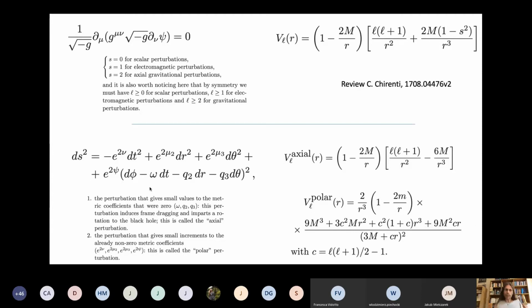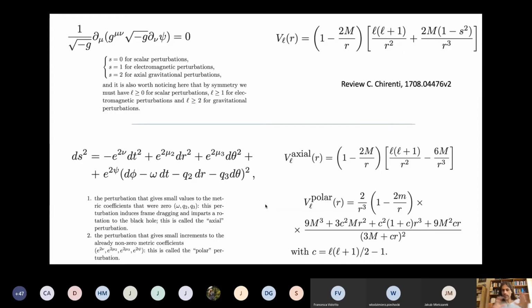And those perturbations inevitably induce a frame dragging effect, and they are called the axial perturbations. The other ones, that is, the perturbations giving small increments to the already non-zero metric coefficients, are called the polar perturbations. And on the lower right panel of the slide, I have written the axial and polar potential. And the very interesting point is that they are not at all the same.